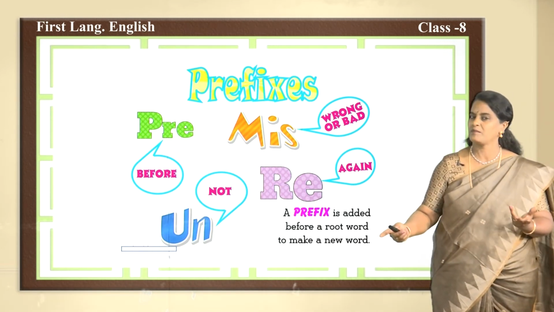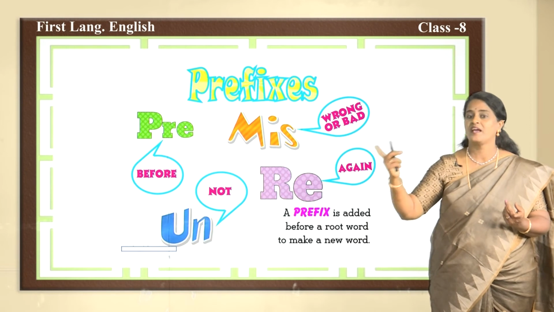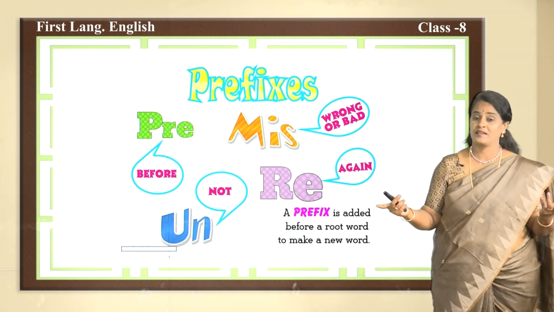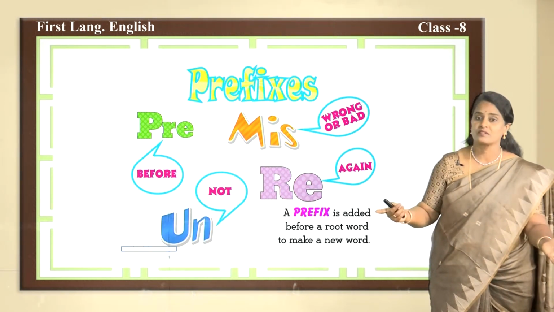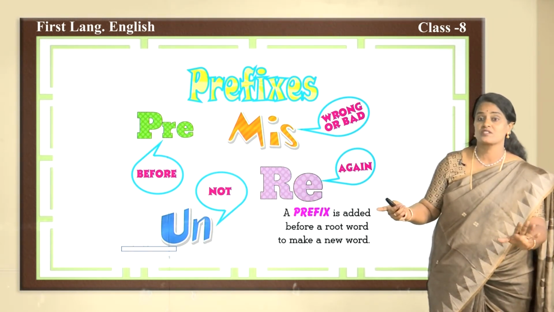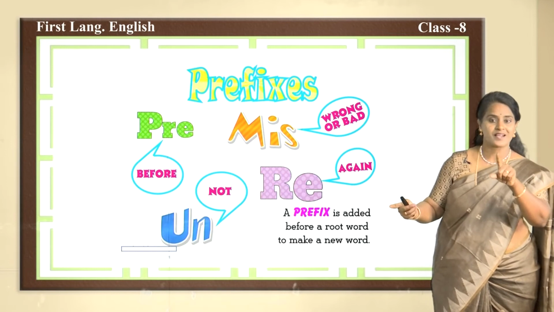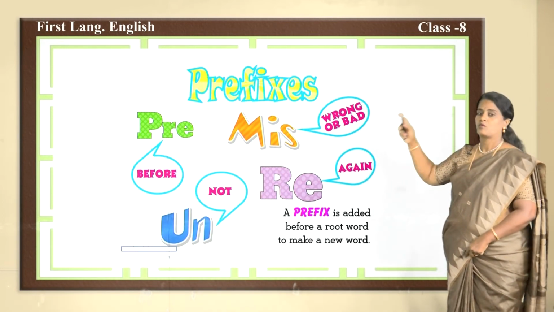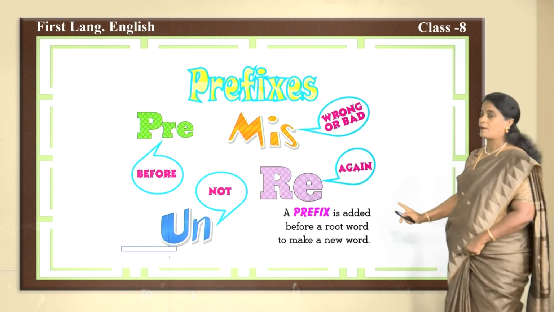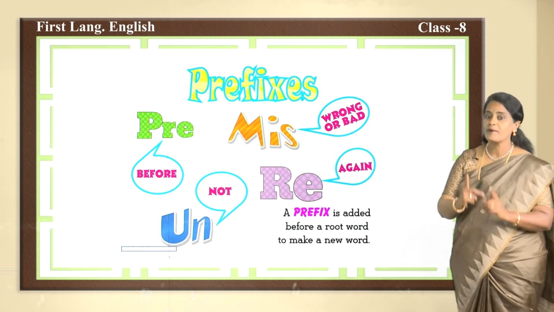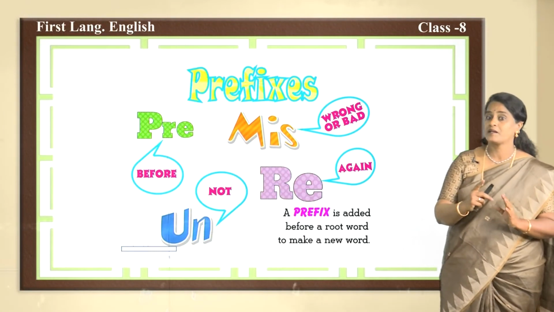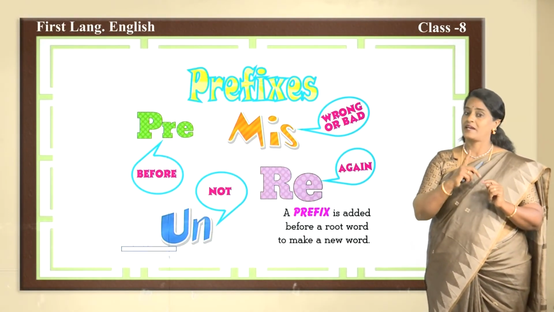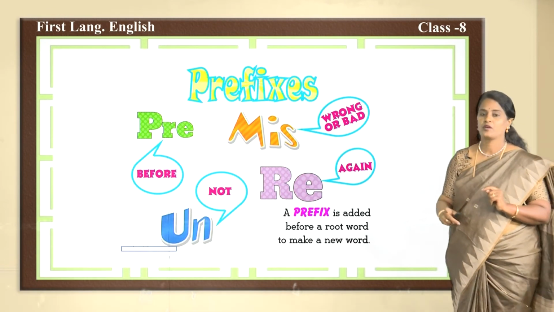And the next one is un. What does un mean? You just now saw happy, unhappy. It means not happy, I am not happy. Okay. Unused. It means it is unused, it is not used. So, what does un mean? Not. So, these are a few prefixes. What do you mean by prefix, children? A prefix is a group of letters or a word added before the root word, the stem word, and it becomes a new word. Okay.